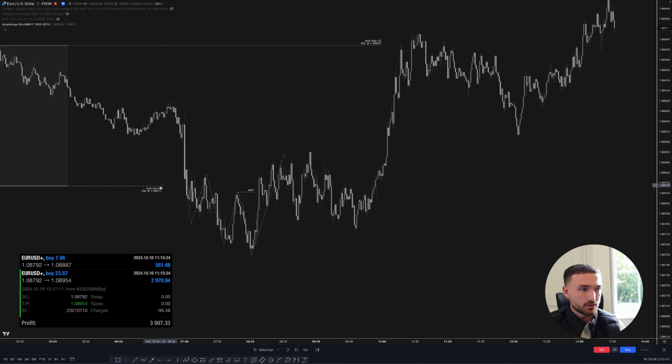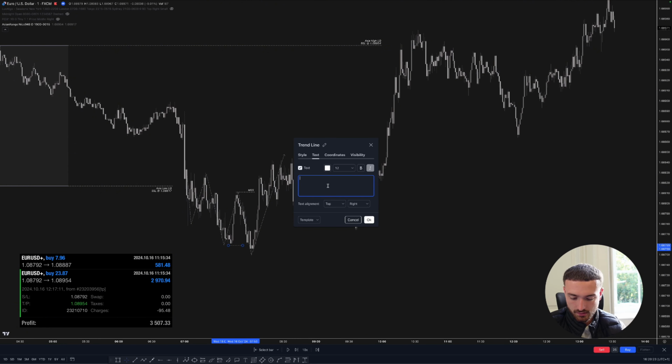We also see price trade back into the Asia range, which is also a massive indication for me. It's showing that price is trading back into the Asia range, so we want to attack the highs. And we also sweep out these lows here with the X.